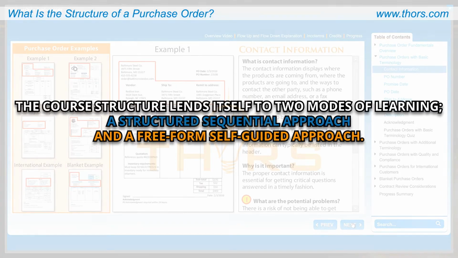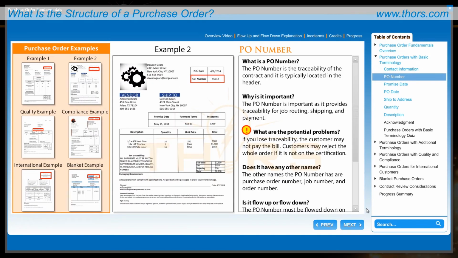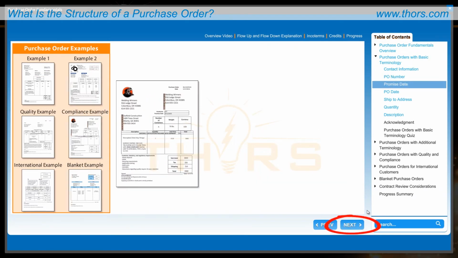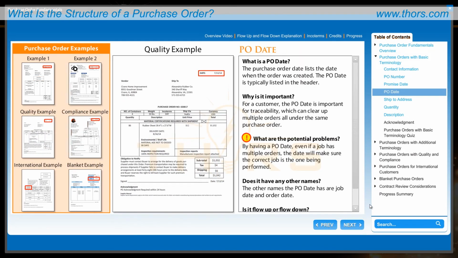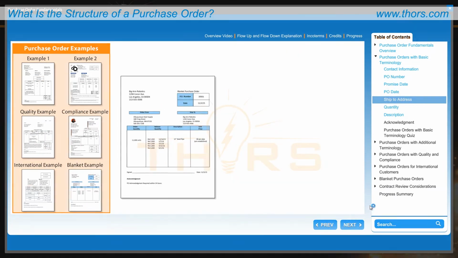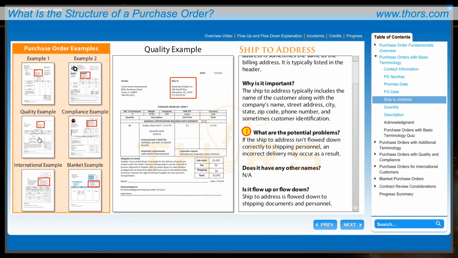The course structure lends itself to two modes of learning, a structured sequential approach and a free-form self-guided approach. The structured approach to reviewing this course in its entirety would be to select the Next button located at the bottom right corner of the page. At the end of each section, there will be a short quiz. The free-form approach involves the user clicking on the purchase order.